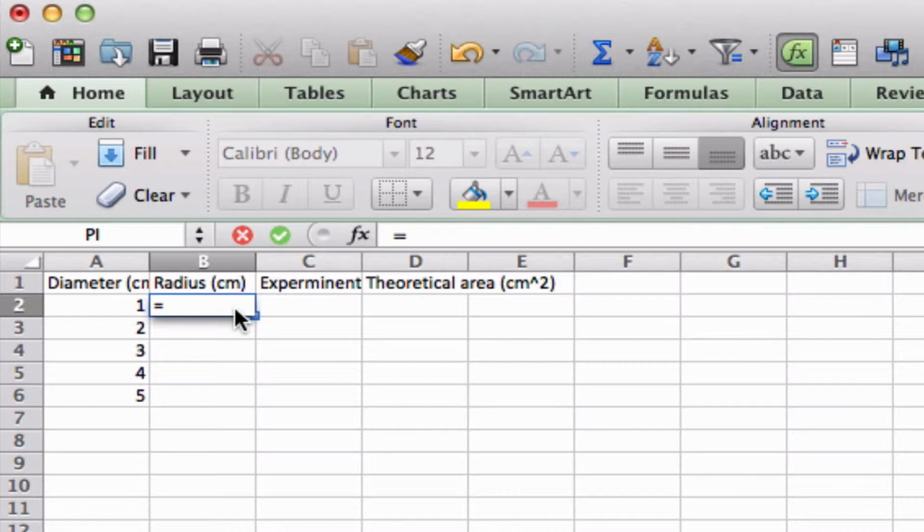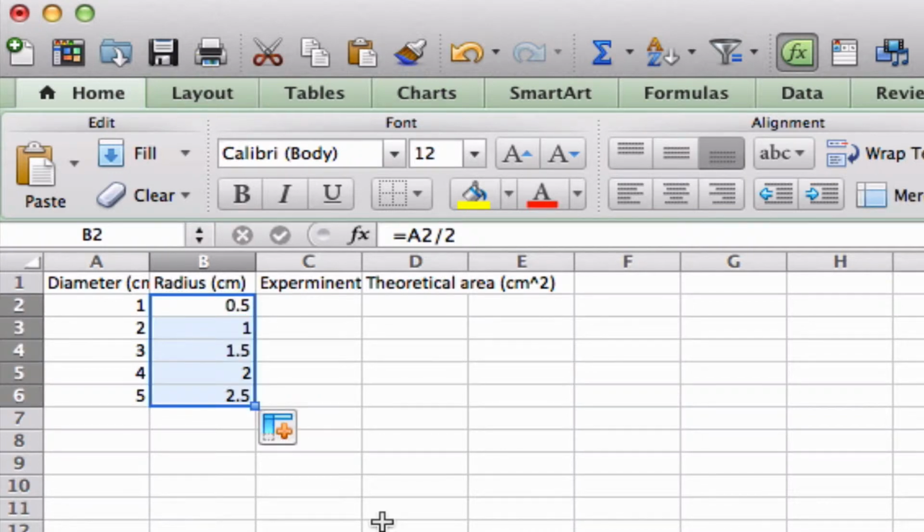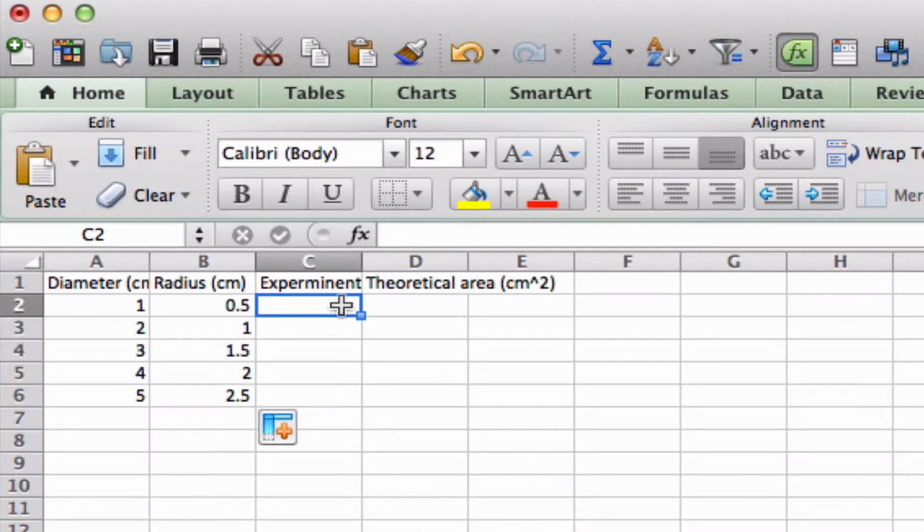I'm going to type in the formula once, and I'm going to have the program do it for all the other values. So the diameter here is in cell A2. I'm not going to click on it. I can type it in. That works too. Divided by 2, because it's half of it, right? So to take half of something, you divide it by 2. I'm going to hit enter. And it gives me that value, and now I'm just going to drag it down. There we go. So those are the radiuses, the radii.